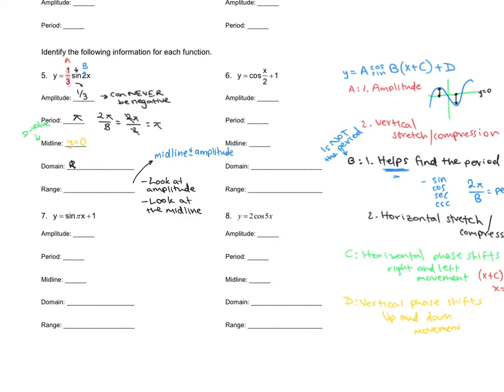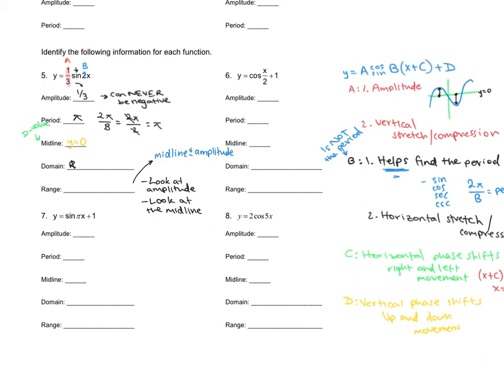So this is just for sine and cosine graphs only. The other stuff, so the secant, cosecant, cotangent, tangent, that has a different way of finding the range. But for sine and cosine graphs, the midline plus or minus the amplitude is your range. So let's just take a look at this one.